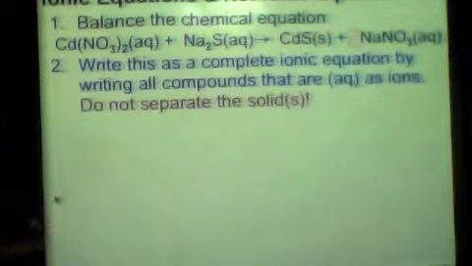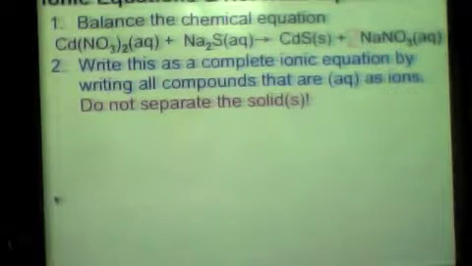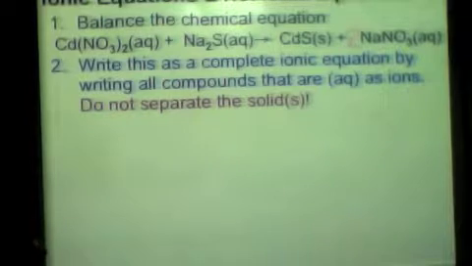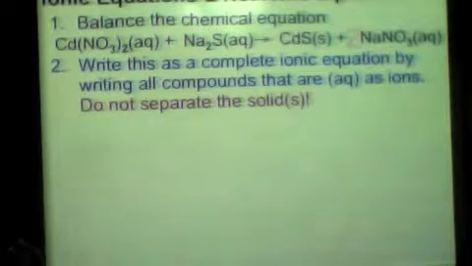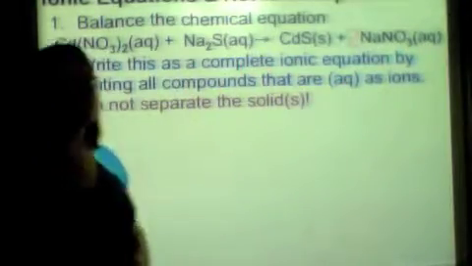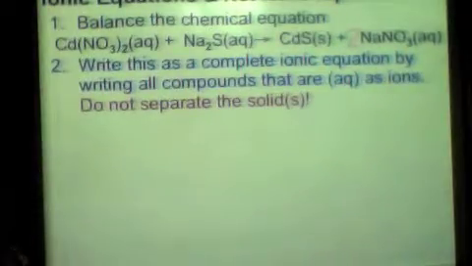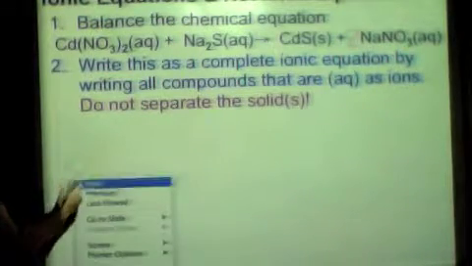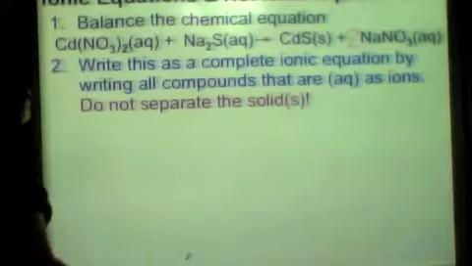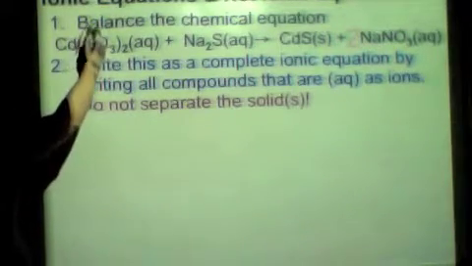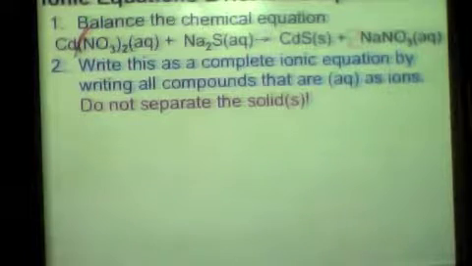Next step. Write this as a complete ionic equation by writing all compounds that are aqueous as ions. Do not separate the solids. Pretty much what you're going to do is take all of these things that are aqueous and split them into their ions, just as they do in the water that they're in. For example, we're going to take Cd(NO3)2 and break it into its ions. So literally we are going to split them.